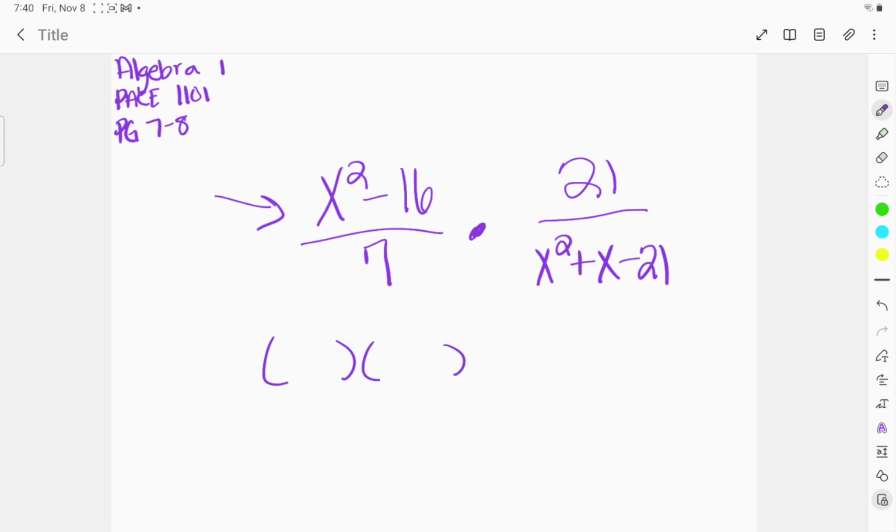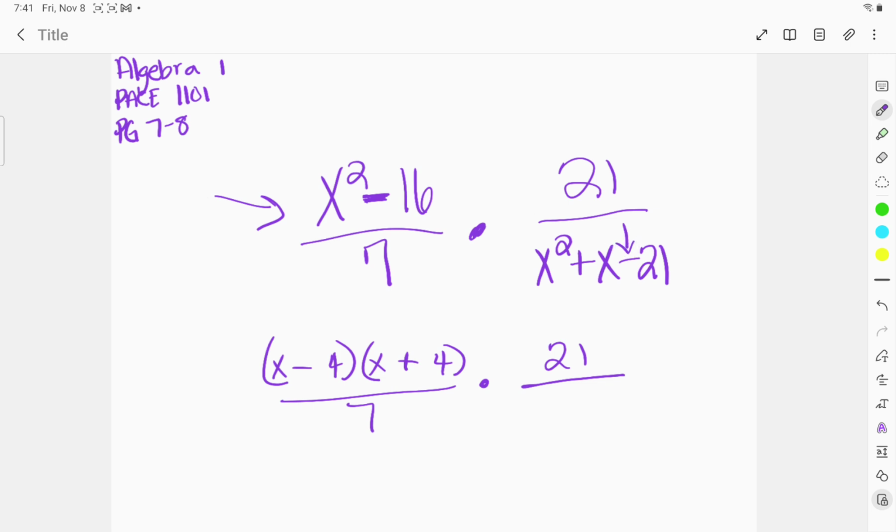The square root of x squared is x, so I'm going to put an x and an x. The square root of 16 is 4, so I'm going to put my 4s. And since it's a difference, my signs are going to be different. Put that over 7 times 21 over, now I have x squared plus x minus 21.